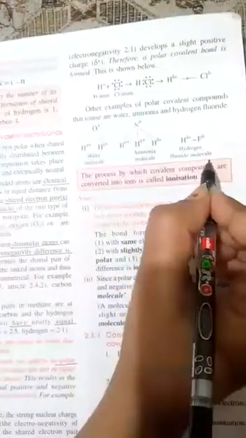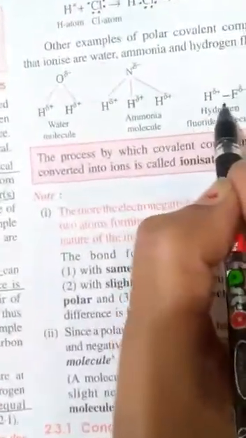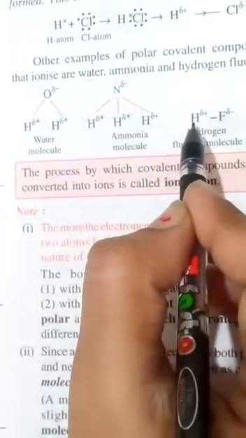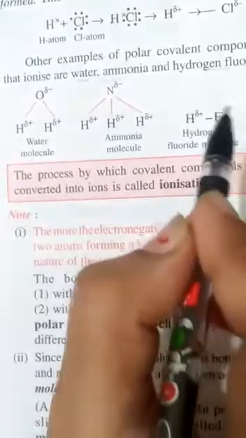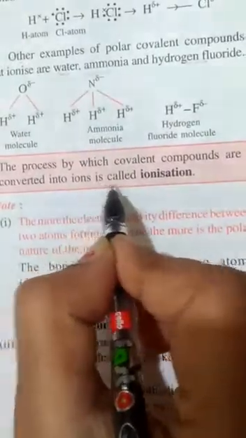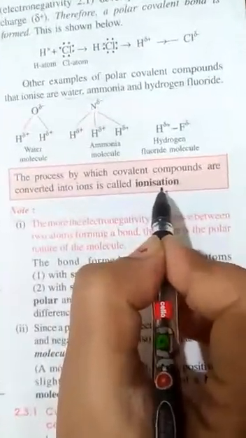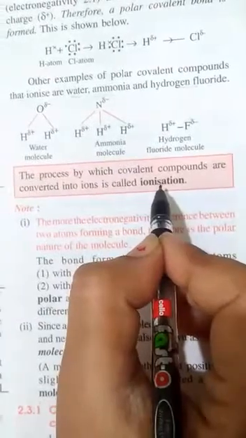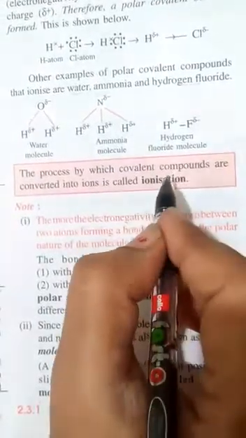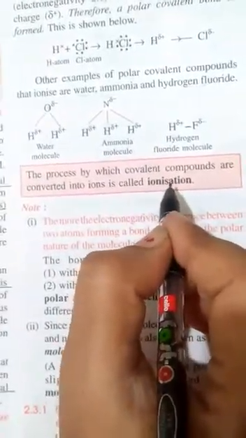Third example is the hydrogen fluoride molecule. Here you can see there is a shifting of negative charge toward fluorine; hydrogen becomes positive and fluorine becomes more negative. The process by which covalent compounds are converted into ions is called ionization. Now, practically, how can we make these molecules ionize? By adding water to them.